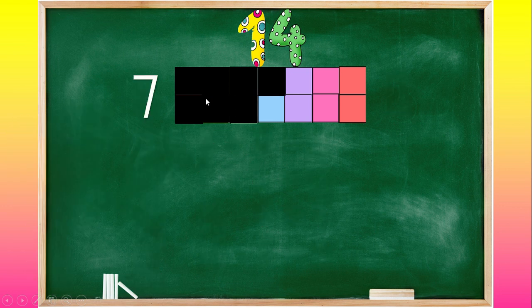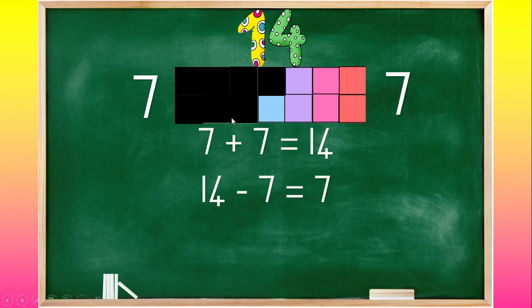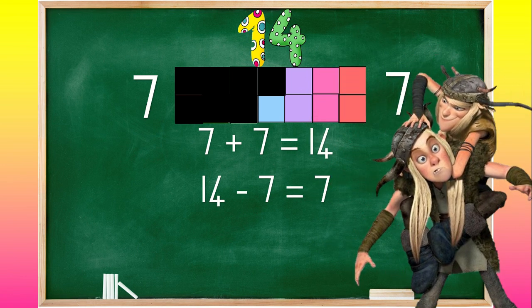If I have 7 blocks, how many blocks do I need to get to 14? 1, 2, 3, 4, 5, 6, 7. So 7 has its twin, 7. Like 6 plus 6 gives me 12, 7 plus 7 gives me 14. So double 7 is 14. 7 plus 7 is 14. And if I have 14 and I take away 7, I am left with 7. 7 and 7 are twins, like Ruffnut and Tuffnut from How to Train Your Dragon.